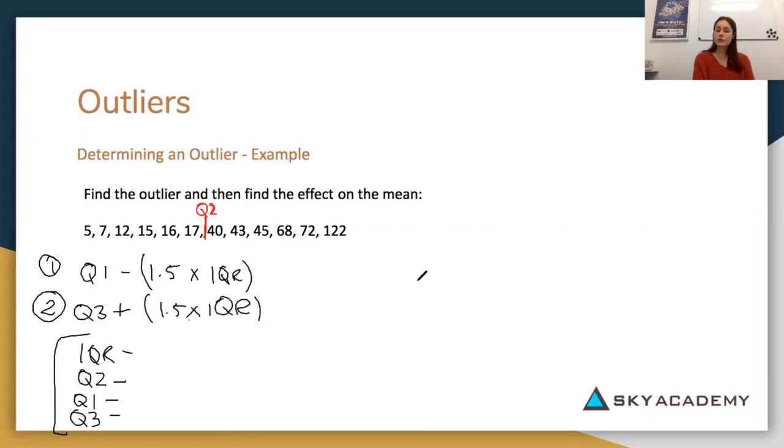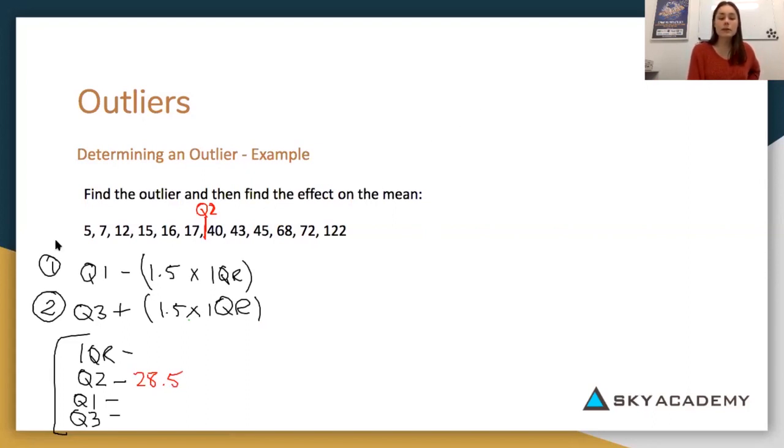To figure out what Q2 actually is, because it lies halfway between 17 and 40, we can just do 40 plus 17 and then divide it by 2. And when you put that into your calculator, you should get the answer of 28.5.